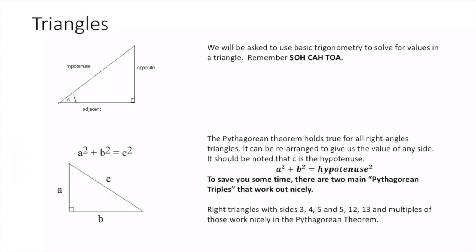Okay, just a quick review on triangles. If we're talking about this angle here, adjacent means the angle right next to it, opposite means the angle across from it, and the hypotenuse is always opposite the 90. So the hypotenuse is always the longest side.